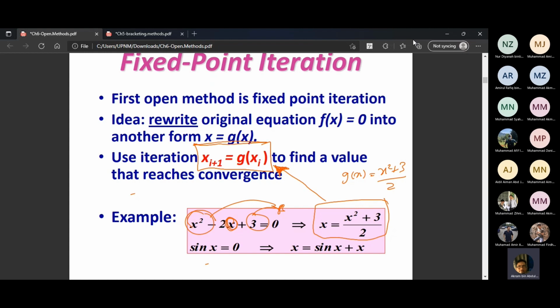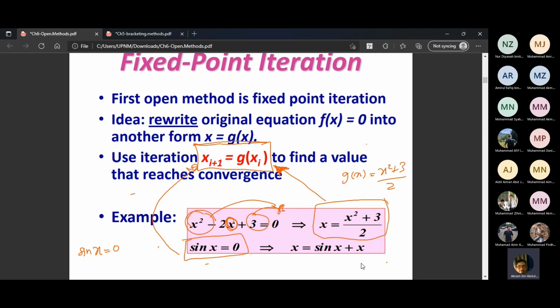So this is the first step on solving using fixed point iteration. Let's say we have sine x equal to 0. So our f(x) equal to sine x equals 0. How can we write this in this form? Sine x equal to 0.